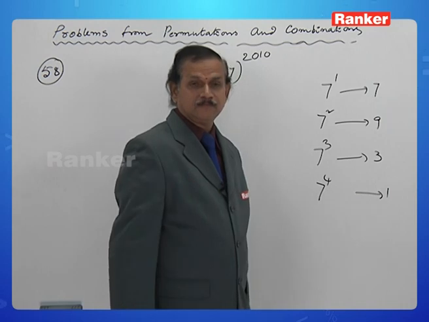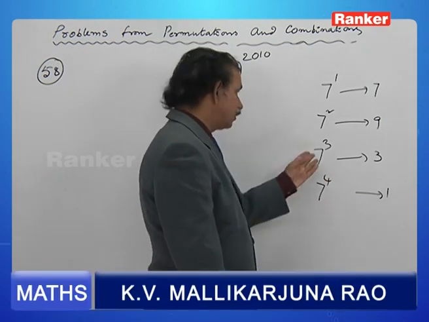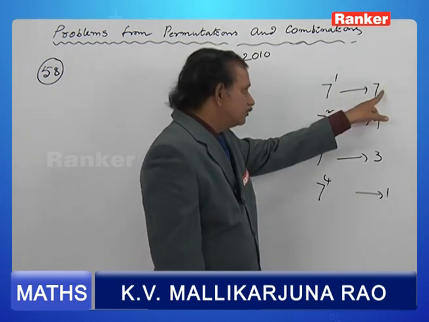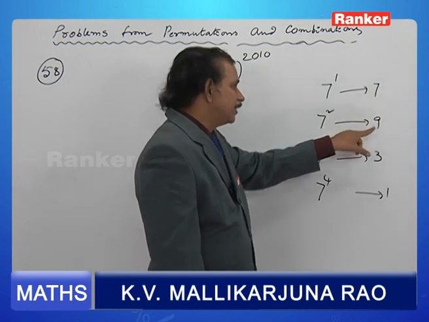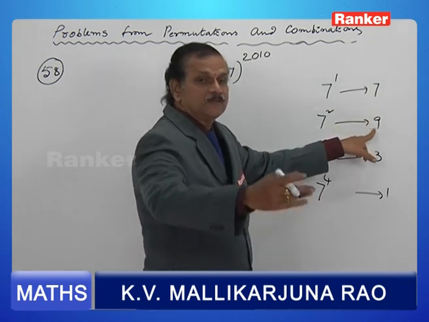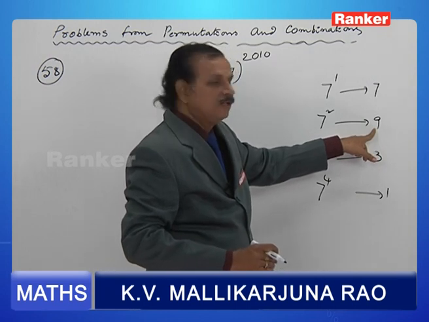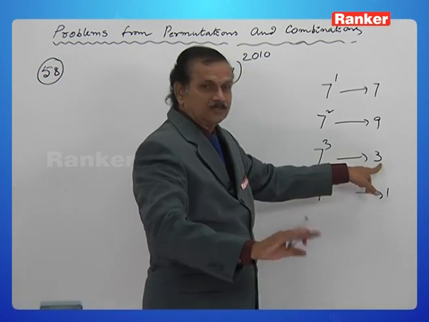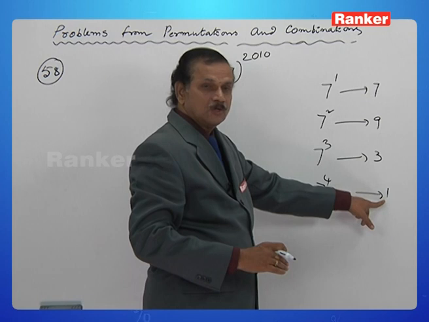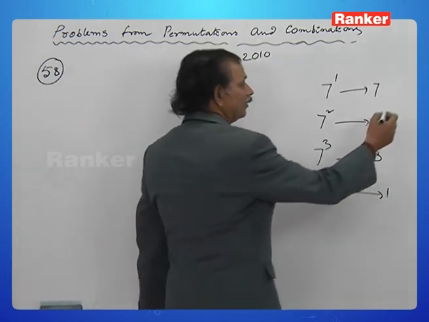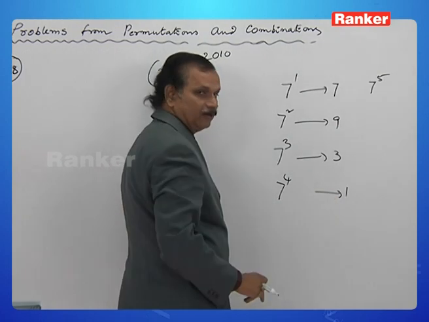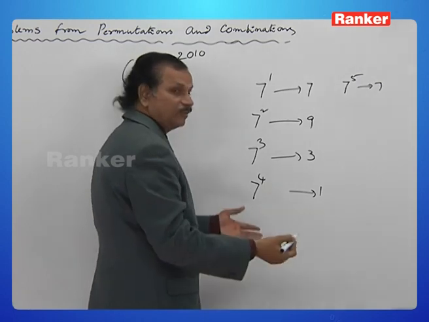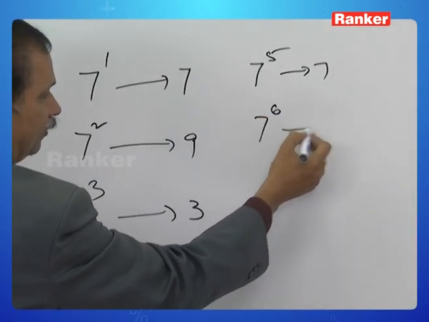Actually speaking, you need not know 7 power 4, 7 cube, etc. 7 power 1 is 7. 7 square means into 7, 49. Last digit is 9. 7 cube means into 7. 9 sevens are 63. Last digit is 3. What is 7 power 4? Into 7. 3 sevens are 21. Last digit is 1. What is 7 power 5? Into 7. 1 into 7 is 7. So it is 7. What is 7 power 6? Into 7. 49. It is 9.